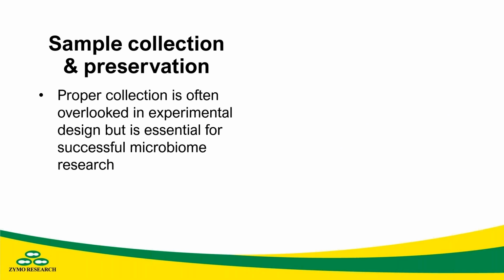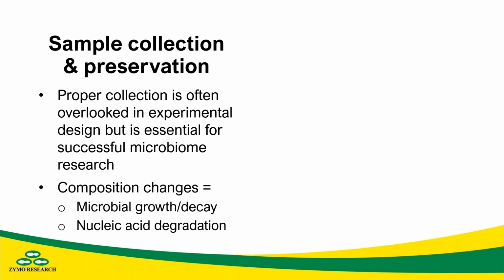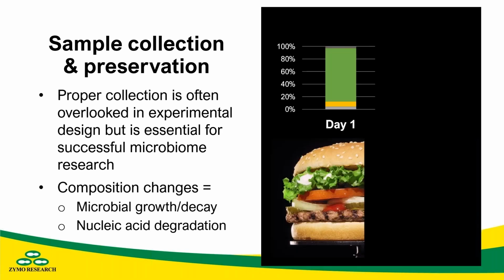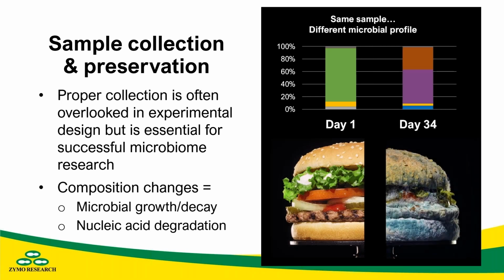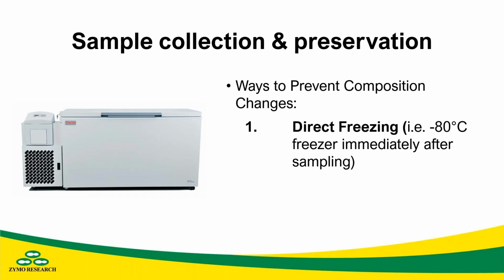As I touched on in the last slide, sample collection and preservation are crucial but are often overlooked. Without sufficient preservation, the taxonomic profile of a sample can change over time due to microbial growth and decay and nucleic acid degradation. If we take this burger, without preservation, the profile would look very different compared between day 1 and 1 month later. A common method to preserve samples is to freeze in liquid nitrogen and store at -80.